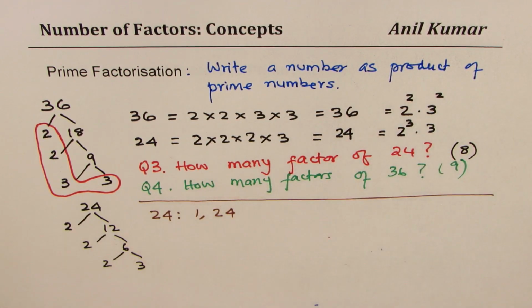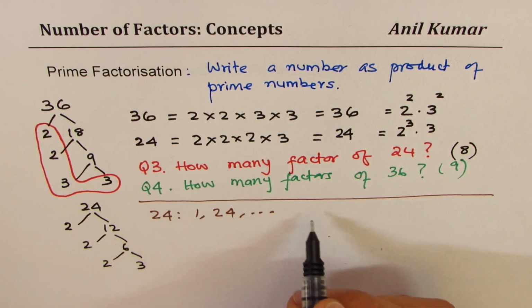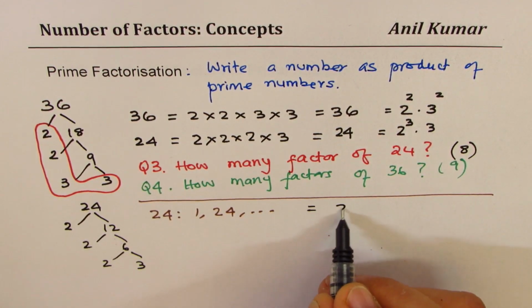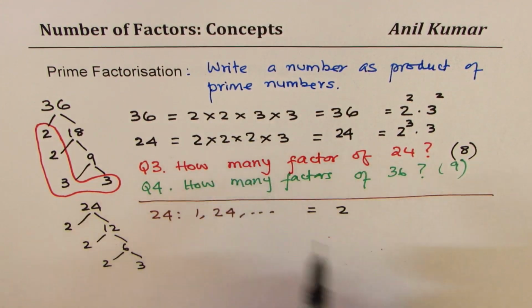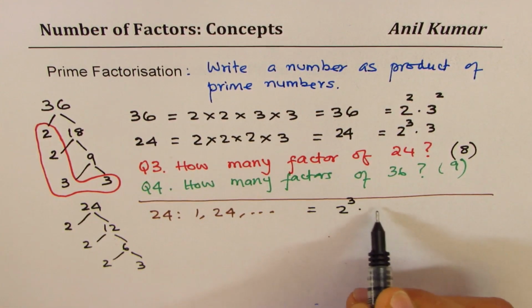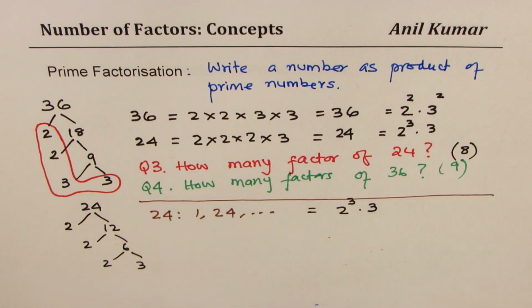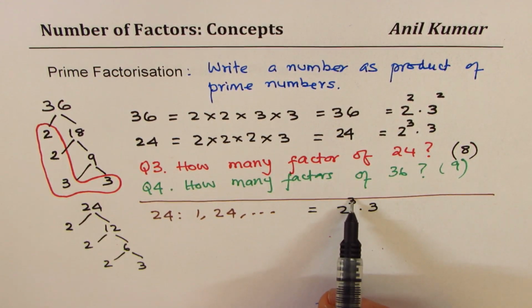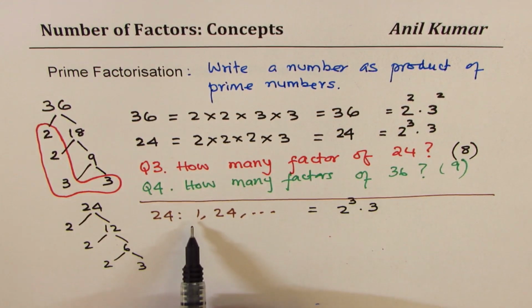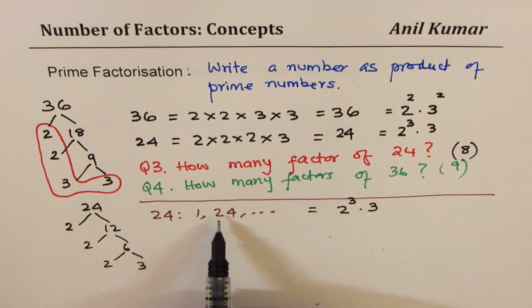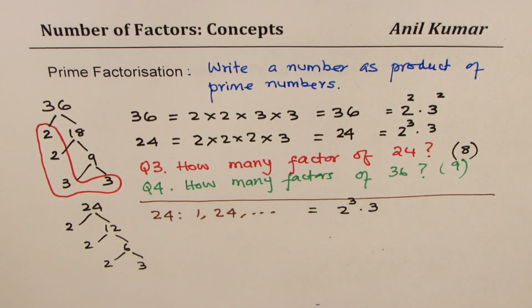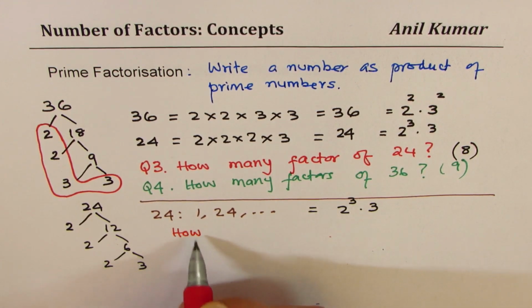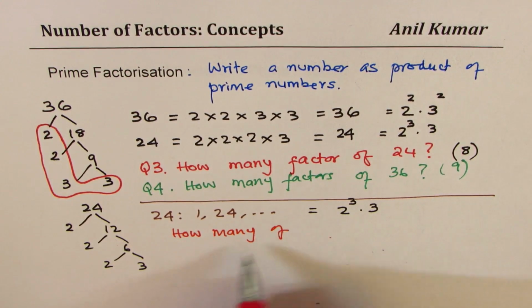Now, from prime factorization, I'll not make this list, we already made it. From prime factorization, we learned that 24 could be written as 2, there are 3 2's, 1, 2, 3. So 2 to the power of 3 times, there's only 1 3, correct. Now, if there are 3 2's, then factors will be multiplication of prime numbers, correct? So how many 2's can you take? So we ask one question, how many of each factor?